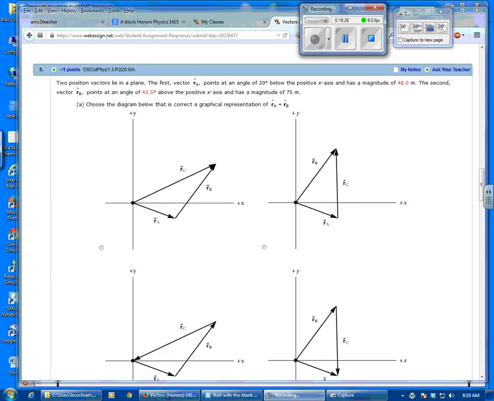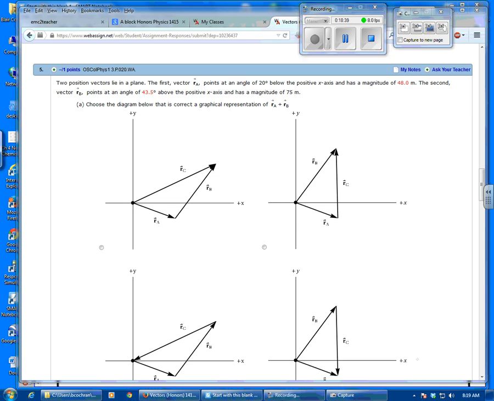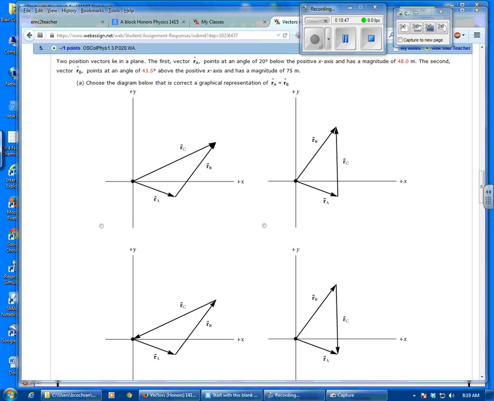All right, we're going to go on to number 5. So in number 5, you first had to pick the correct diagram. And what I'm looking for here, let's see. First vector RA points at an angle 20 degrees below the positive x-axis. So that's all of them.